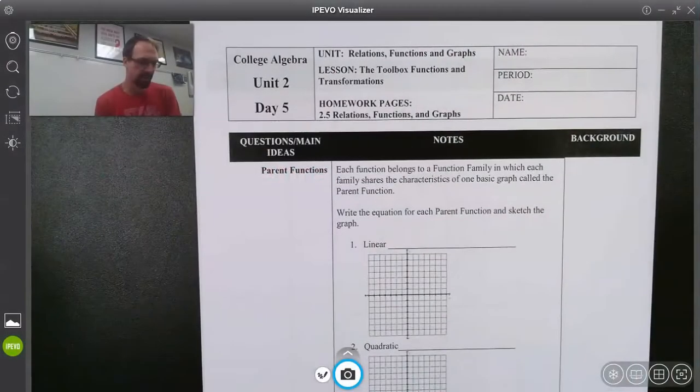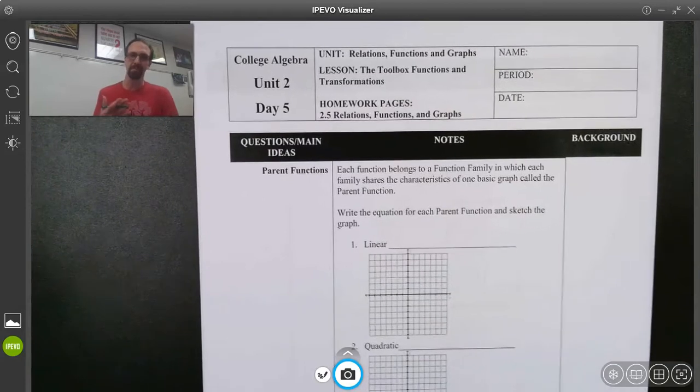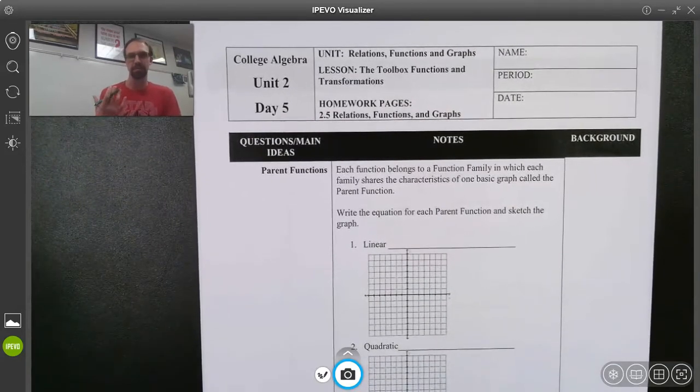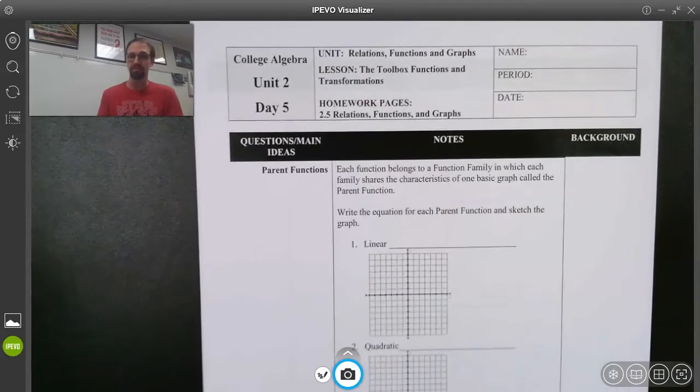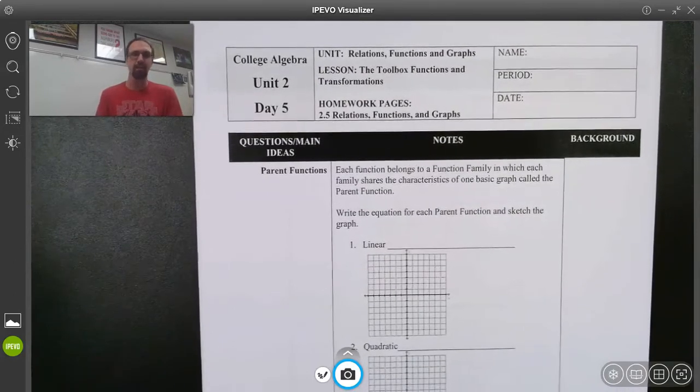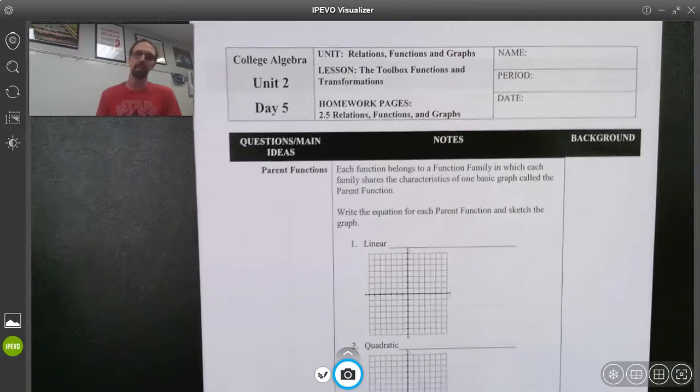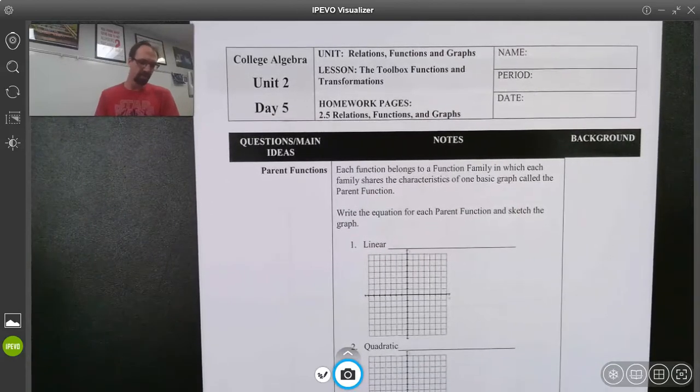We're still in the relations, functions, and graphs. This particular lesson talks about the toolbox functions and the transformations. When you think about a toolbox function, you're thinking about the basics that you need to complete each sort of project that you're working on. So the toolbox functions are really just going to be the basic functions. Transformations is then what we apply to those to get the different shapes of graphs or equations or whatever we're working with. So each function belongs to what we call a function family, in which each family shares the characteristics of one basic graph, and we call it the parent function.